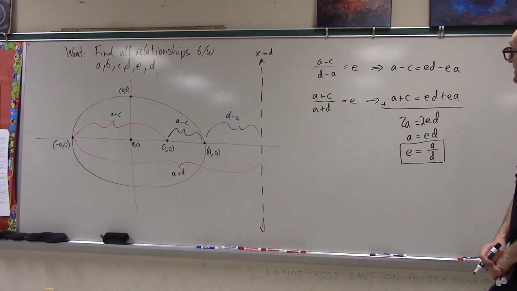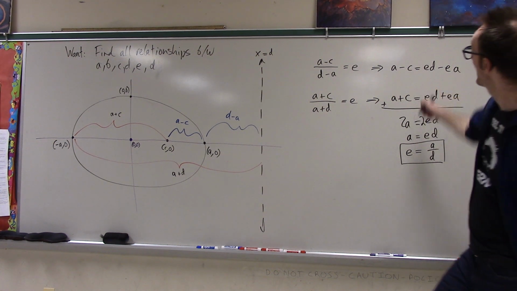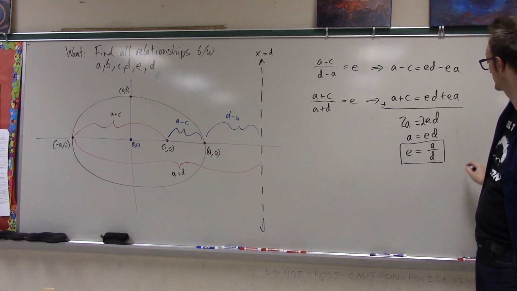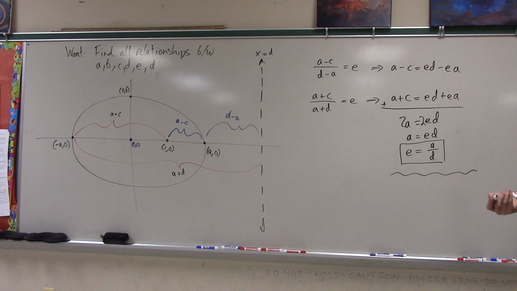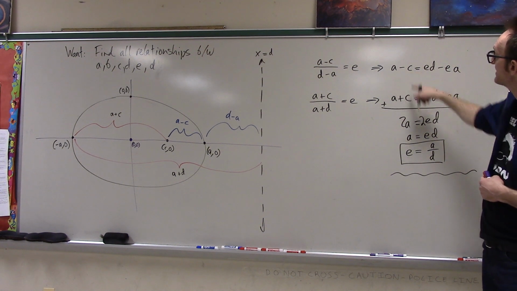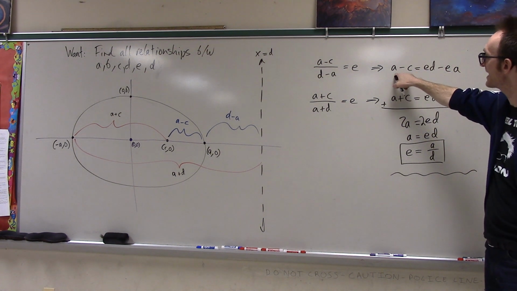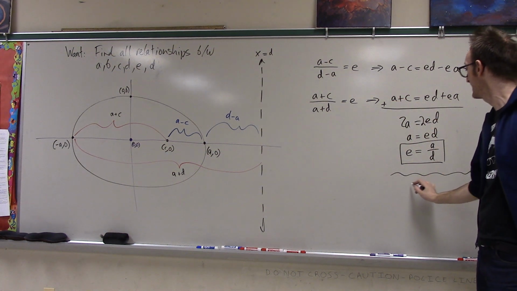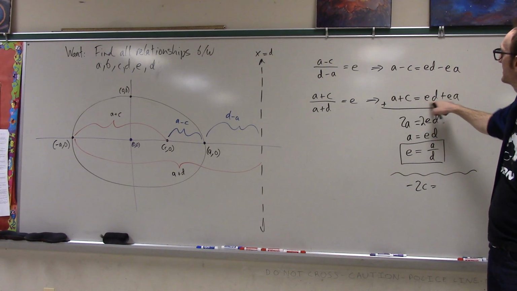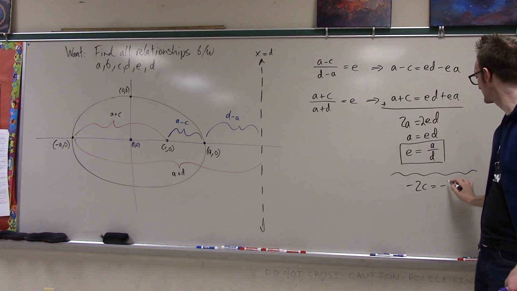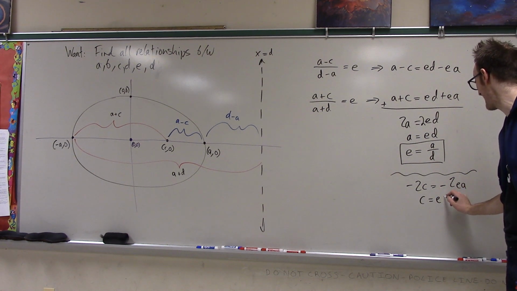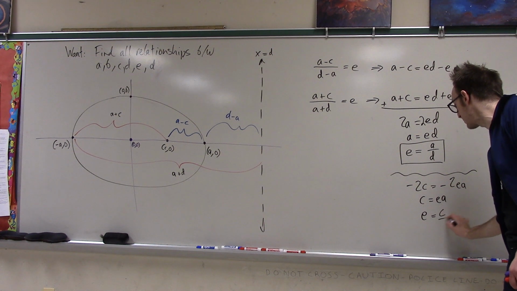Okay, but there is another option with these two equations. I could subtract them. If I instead subtract these two equations, then I get a different, okay, well let's just do it, right? If I just regular subtract, A minus C minus A plus C is negative 2C, and ED minus EA minus ED plus EA is negative 2EA. And so C is EA, and so eccentricity is C over A.